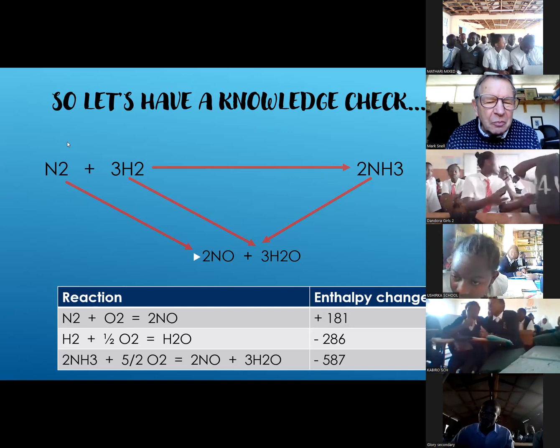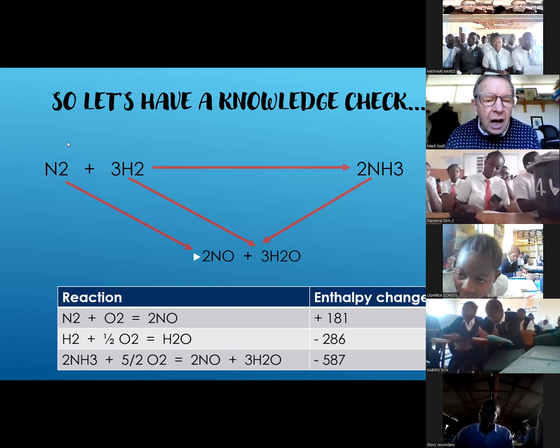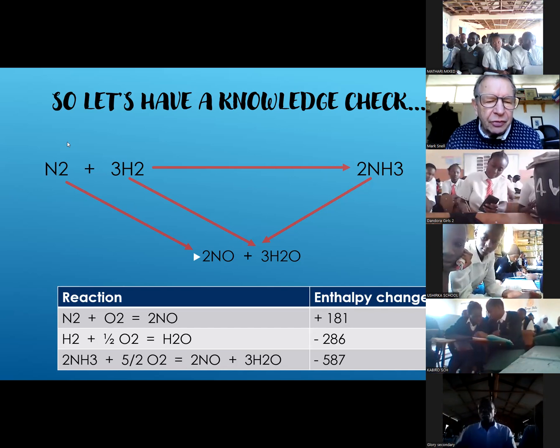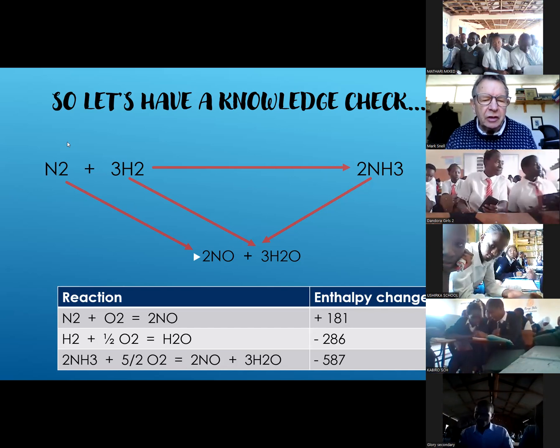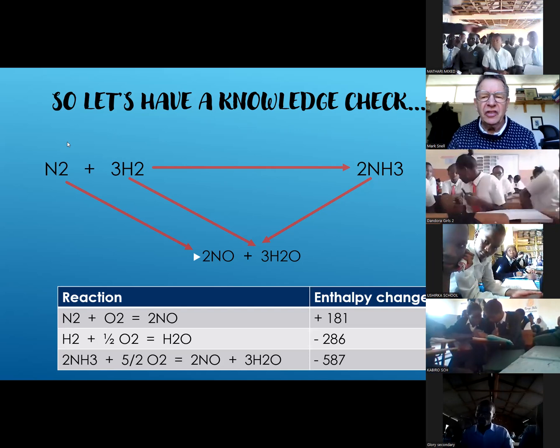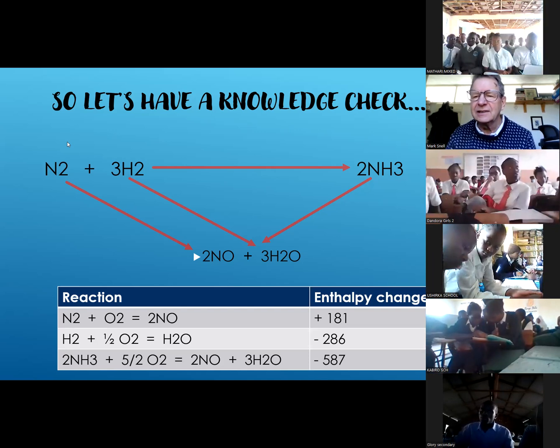452 is better. Oh, hang on, let's have a look. Okay, they've missed out the 3 times for the 3 hydrogens, Ezekiel. There are 3 hydrogens, so we need 3 times the negative 286.